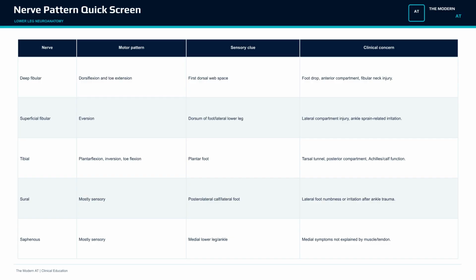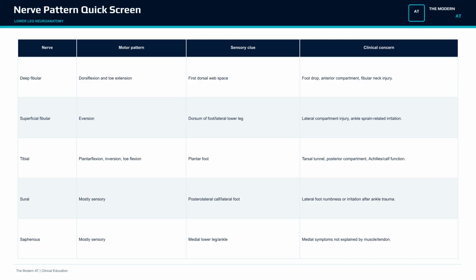A quick nerve screen should be purposeful. For the deep fibular nerve, test dorsiflexion, great toe extension, and sensation in the first dorsal web space. For the superficial fibular nerve, test eversion and sensation over the dorsum of the foot and lateral lower leg. For the tibial nerve, test plantar flexion, inversion, toe flexion, and plantar foot sensation.